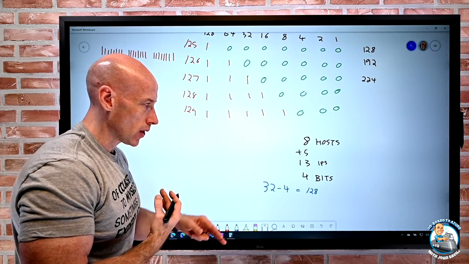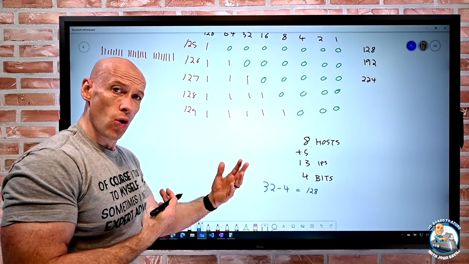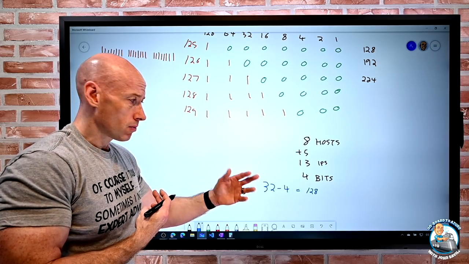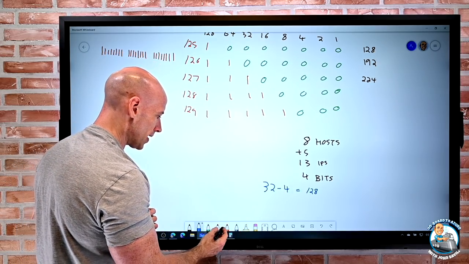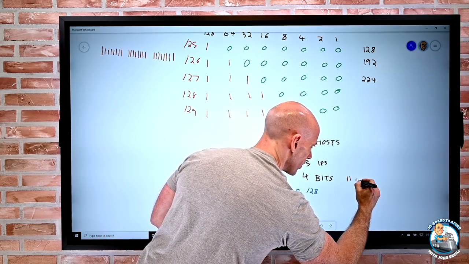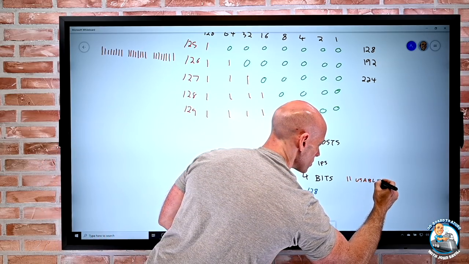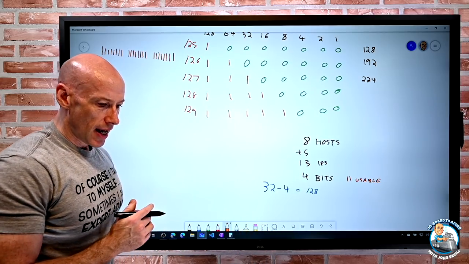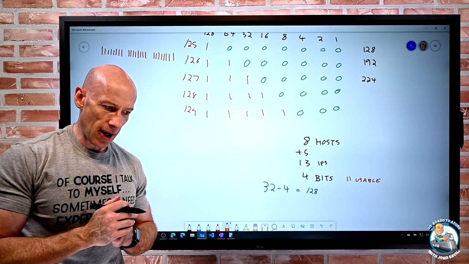Again, we add the ones we lose. It would give us a few more than that because we'd actually have 11 usable. So it's more than we need, but it's pretty close. We're not wasting too much. We generally would feel pretty good about that.